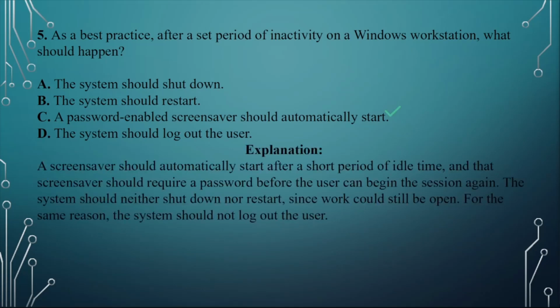A password-enabled screensaver should automatically start. So a screensaver should automatically start after a period of idle time, and that screensaver should require a password before the user can begin the session again. The system should neither shut down nor restart, since work could still be open. For the same reason, the system should not log out the user.